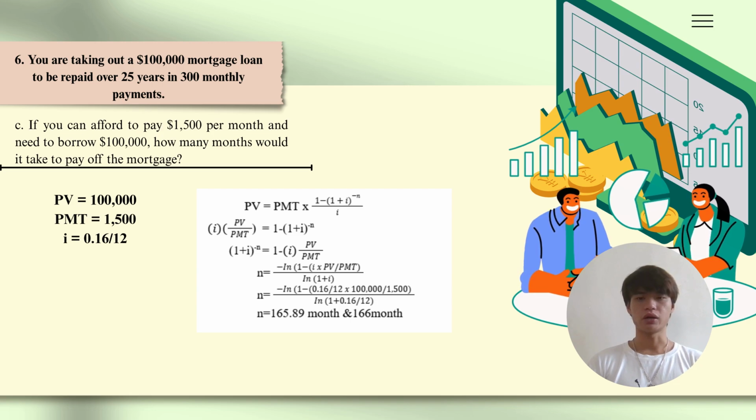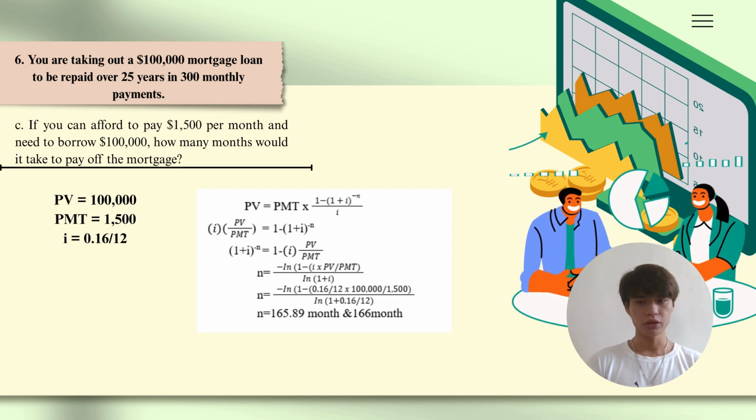C, if you can afford to pay $1,500 per month and need to borrow $100,000, how many months will it take to pay off the mortgage? So for this question, we know first the present value equals 100,000, payment equals 1,500, and interest rate equals 6% but divided by 12.